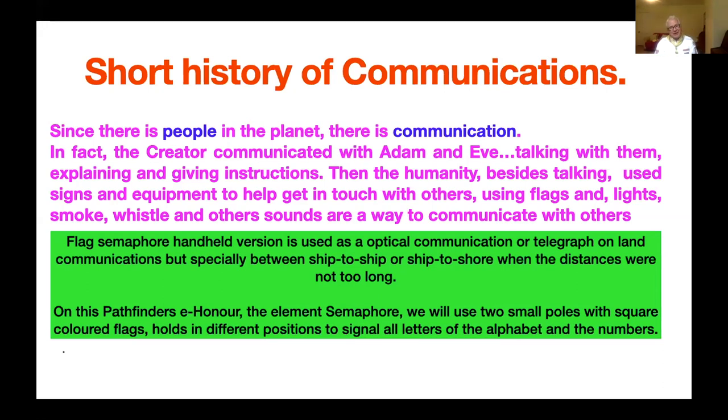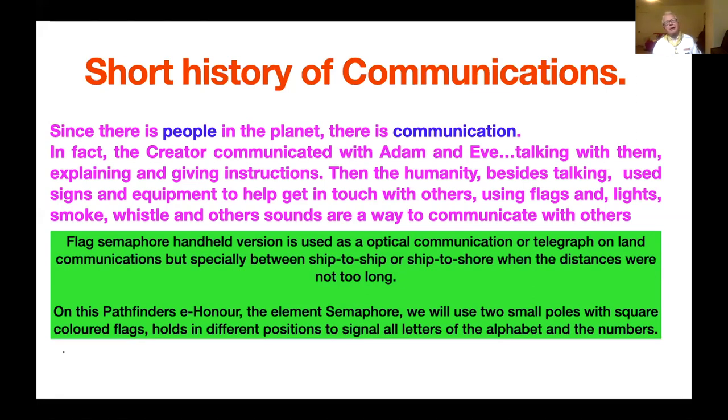But the flag semaphore is optical communication, and from the history I have, it started in 1866 with the optical telegraph system by Holm Riggs Poffen, used in a simple way, but there was improvement by Charles Parsley before with the flags, communication with flags.